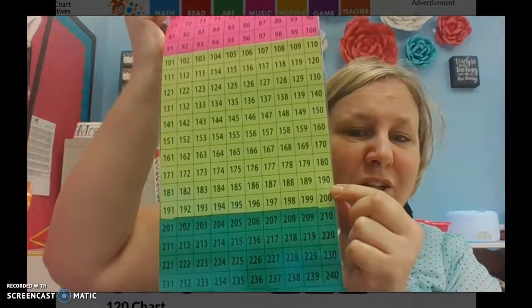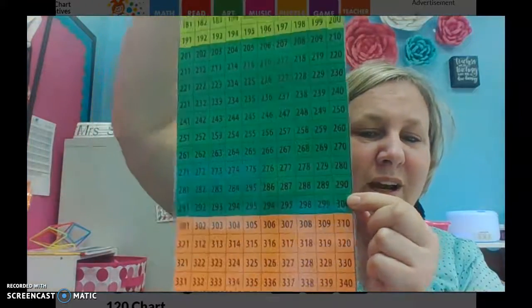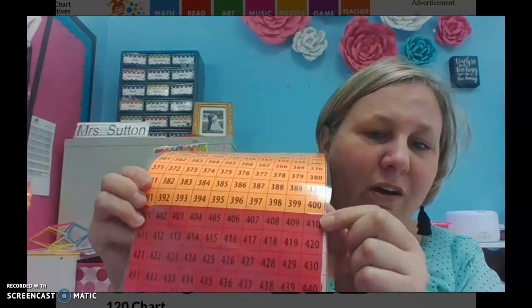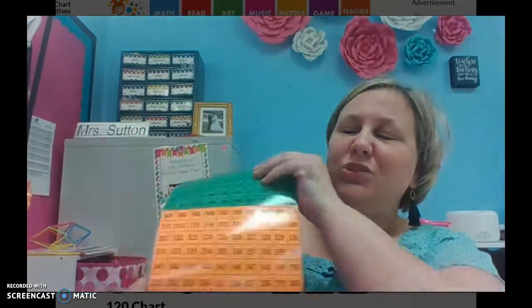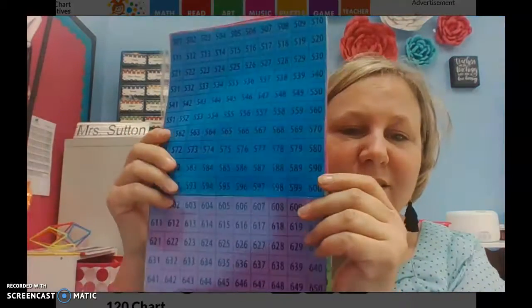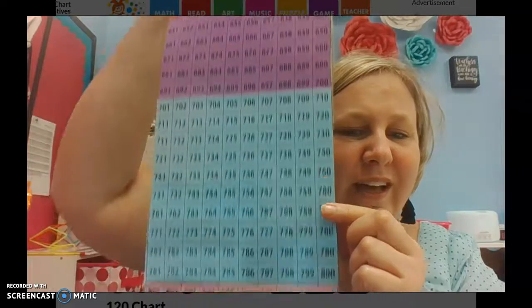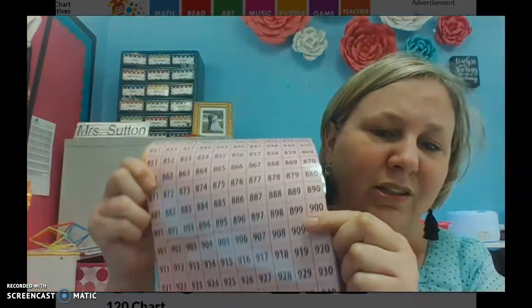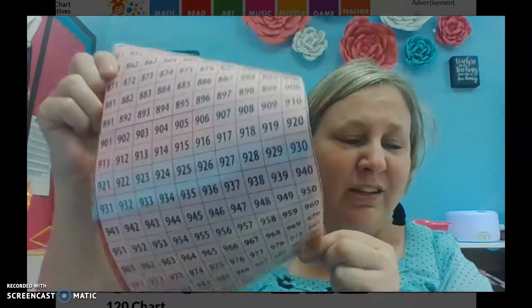100. 200. Then we go through the 200s. 300. After 300, we have 400. 500. 600. 700. 800. 900. And then 1,000. Y'all are experts at counting by hundreds.